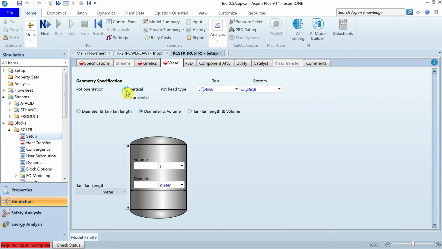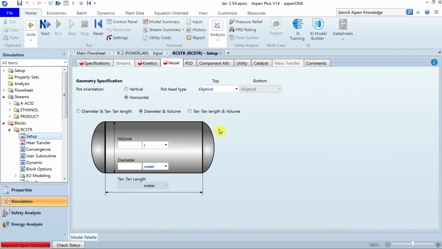In both of these cases, you can define the pot head as elliptical, conical, flat, hemispherical or torispherical for the top and bottom in case of vertical, and only the top, that is actually the sides, for the horizontal vessel. Size of the vessel can be defined in terms of diameter and tangent to tangent length. Tangent to tangent length is the length of the constant diameter vessel excluding the pot heads. Otherwise, it can be defined as diameter and volume of the vessel or tangent to tangent length and the volume of the vessel.